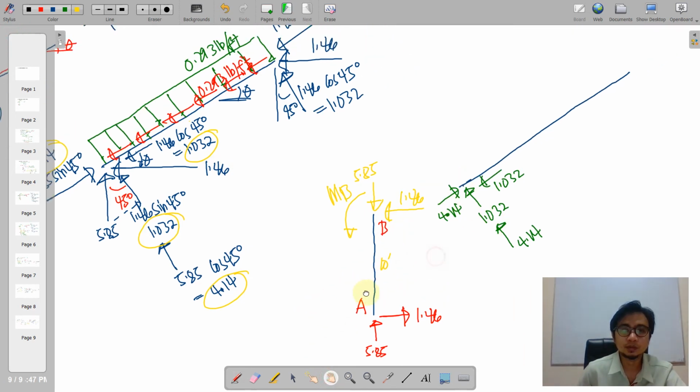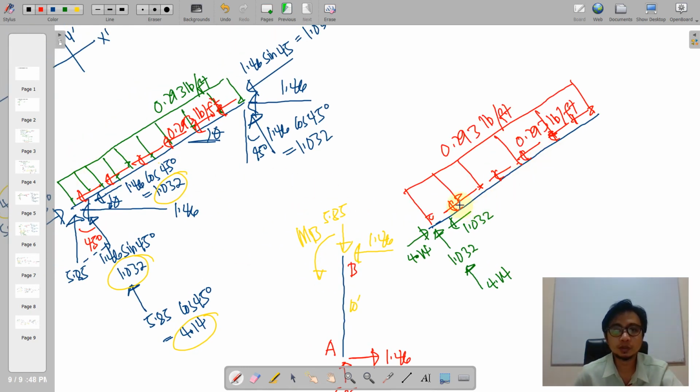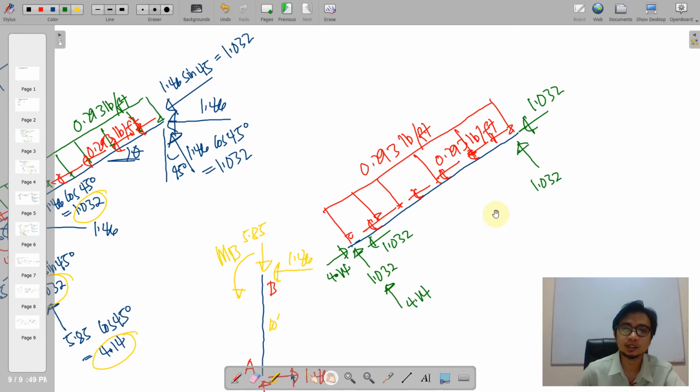Okay, so let us maintain these distributed loads. Both distributed loads along the parallel and the perpendicular, we have 0.293 pounds per feet. And then lastly, for this one, we have to place here 1.032 and another 1.032 there. So let us check our summation forces X along the rotated axis and the summation forces y along the rotated axis. Remember, your rotated axis is this one, x prime and y prime.